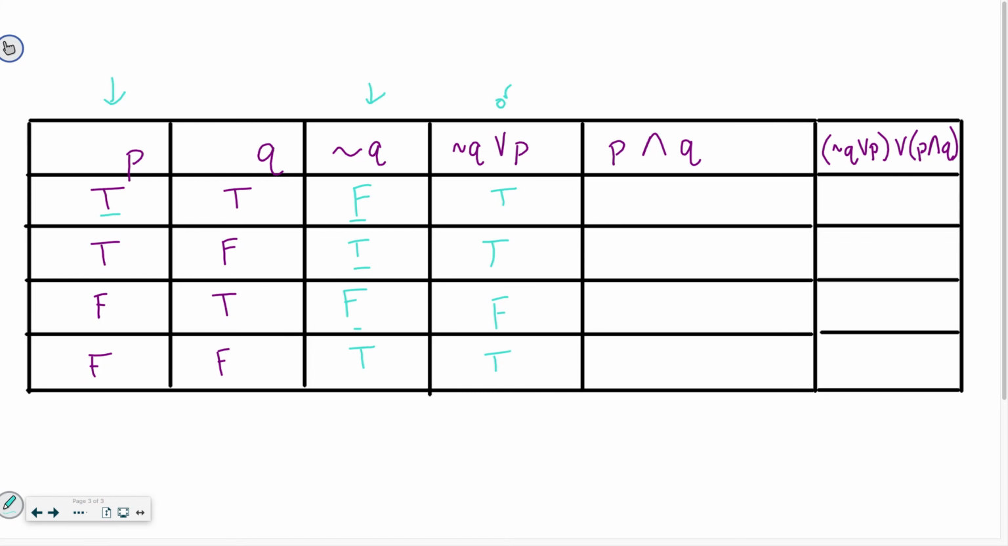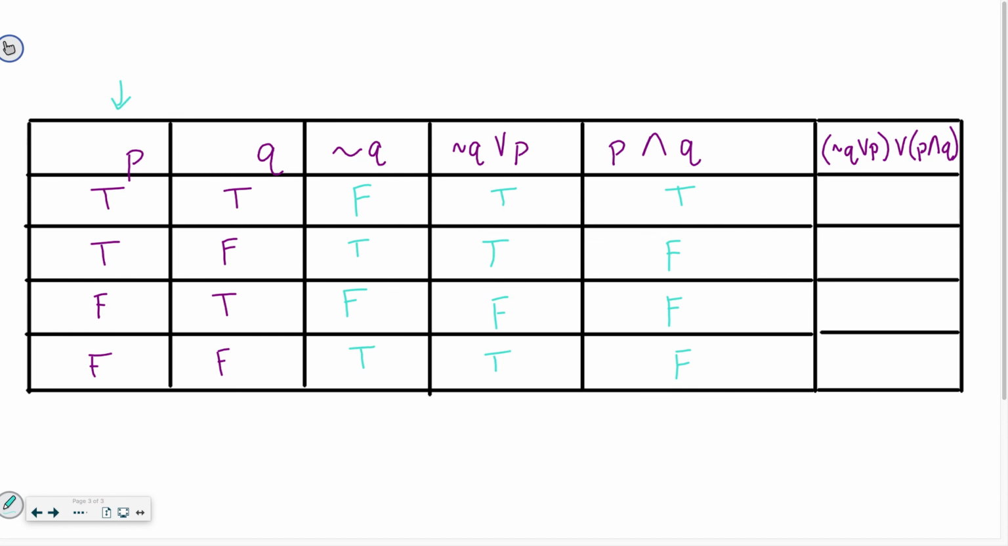Okay? Now that I've looked at these two columns, I'm now looking for P and Q. So I'm back to these first two columns, and I need two trues in order to be true. So I start out with a true, true, that's true. True, false, that's false. False, true, that's false. And false, false, that is false. Okay? So I compared my first two columns with an and.